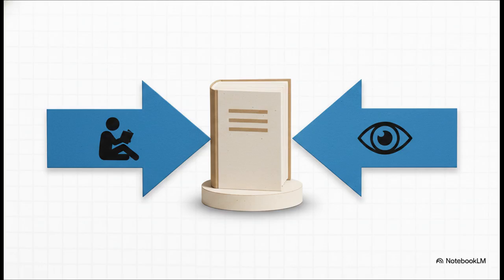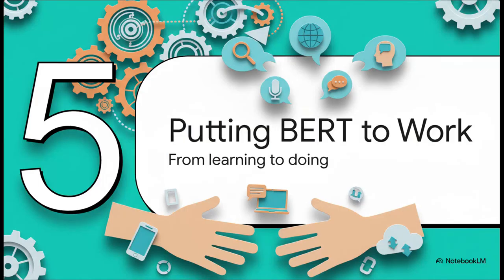Older models that only read left to right could only guess based on the past. BERT uses the past and the future of the sentence to deduce the present. Section 5, putting BERT to work, from learning to doing. Now that we have a highly trained, context-aware machine, how do we connect this architecture back to the real world?